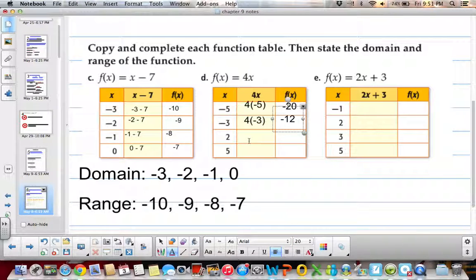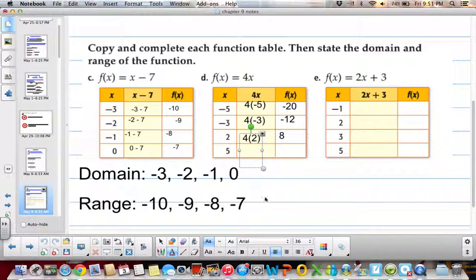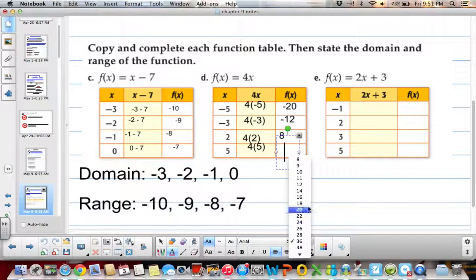So we have -12. And then we have 4 times 2. So we get 8. And then we have 4 times 5. Four times 5, not 45. And we get 20.